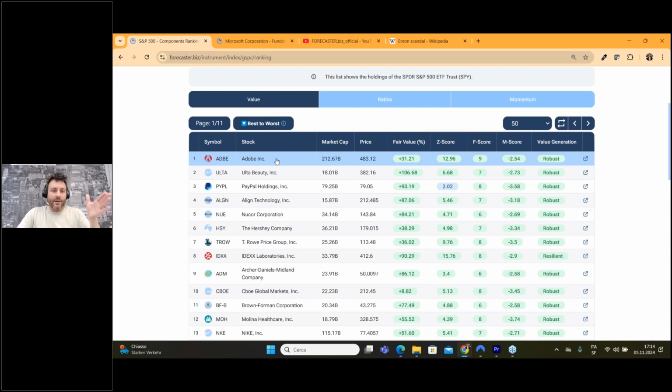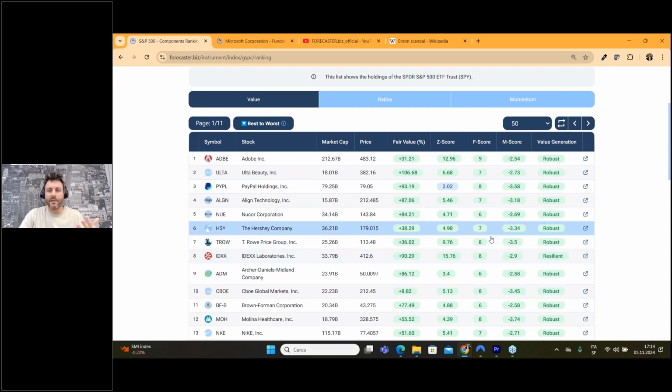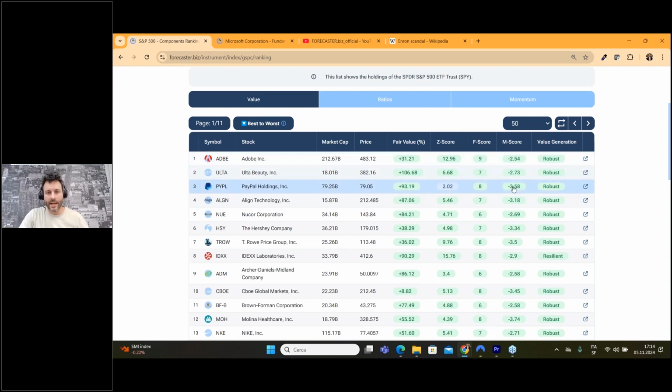And these are not only the most undervalued companies, but the most interesting opportunities, fundamentally speaking, because we create this list thanks to all these fundamental parameters that we measure thanks to the Forecaster.